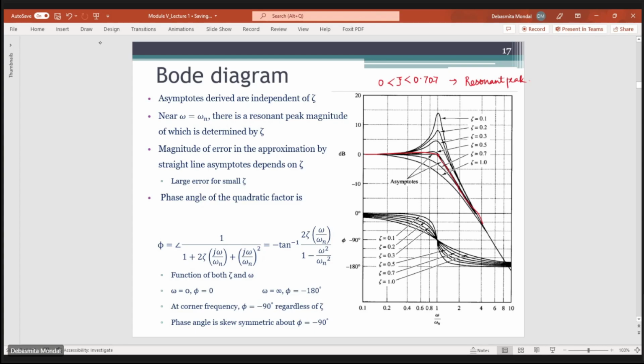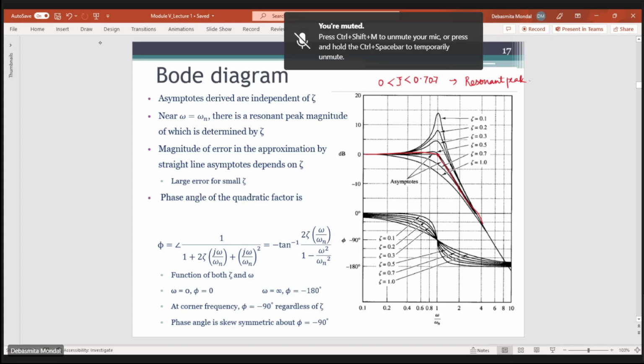And the phase angle phi will be nothing but the angle of 1 by this factor. So this will be tan inverse of 2 zeta omega by omega n divided by 1 minus omega square by omega n square. You can express this as a real part plus j times an imaginary part, and from there find the phase angle for that factor. The phase angle will be tan inverse of the imaginary part by the real part. So the value of phi depends on zeta, omega n as well as omega.